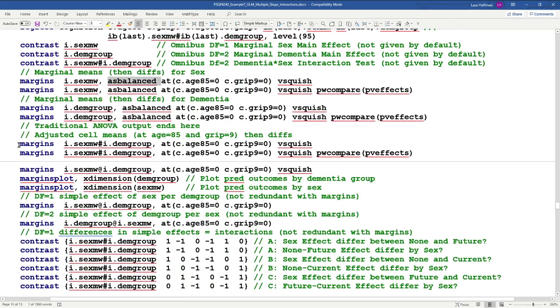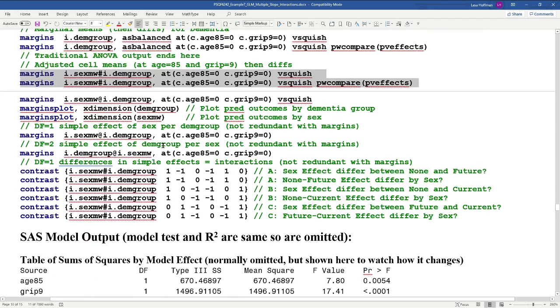Then we get into the adjusted cell means and their differences, as well as the analog to the slice type statements. So this here, margins, I want the differences across sex for each dementia group, and then this one does the opposite. Okay, this one is to make the picture. This one is the simple effect of sex per dementia group. So this is the analog of slice, the ordering behind this at sign. If you flip the order, then you get it the other way: the effect of dementia group per gender.